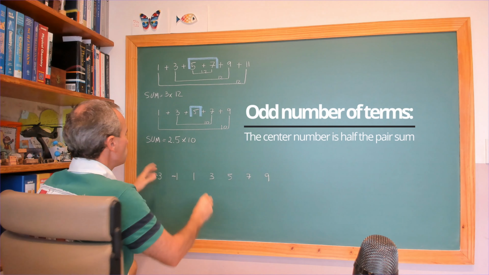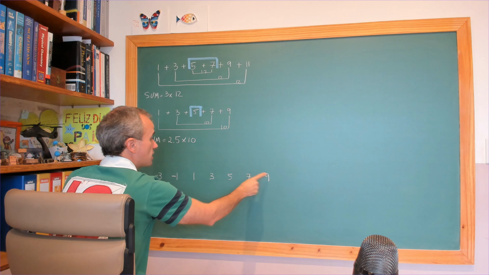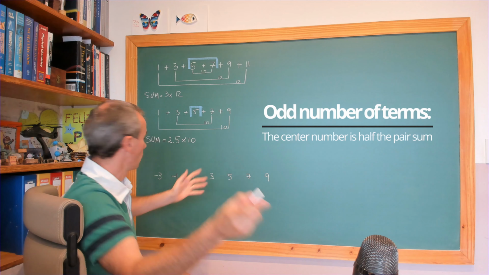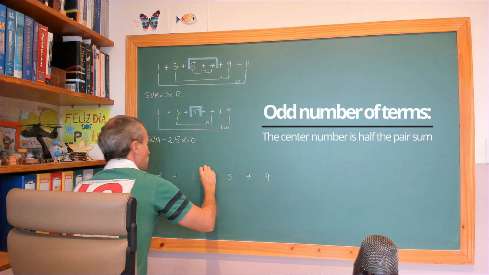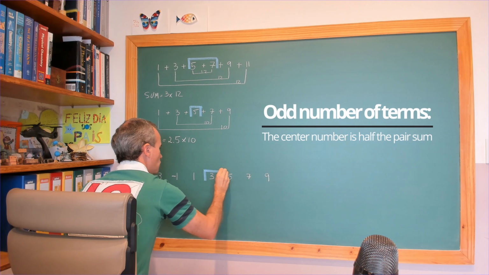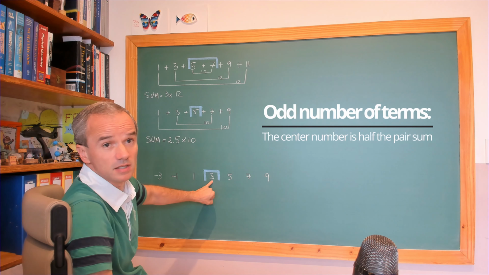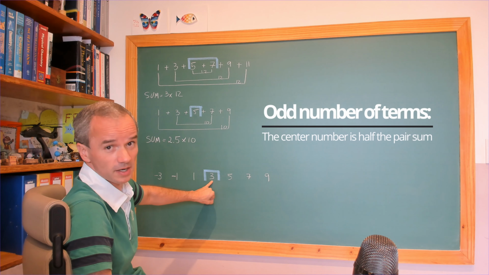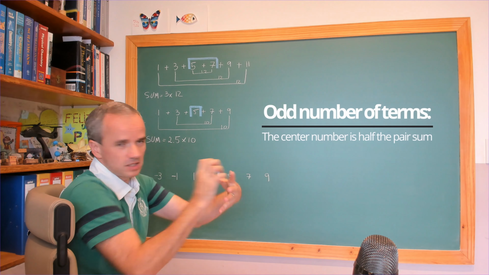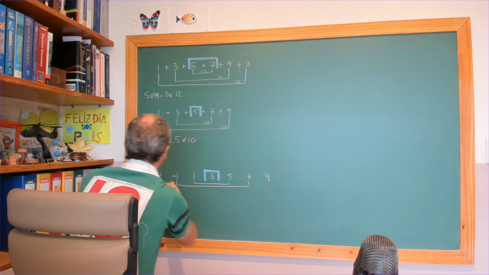Now, how many terms? 1, 2, 3, 4, 5, 6, 7. We have now another amount of terms. And this is going to be the center guy. So this is going to be the center. So you guess the sum must be 6. If you found the center, the sum is going to be twice the center. Because you have to add the center to itself. So this is one couple, another couple, and another couple.